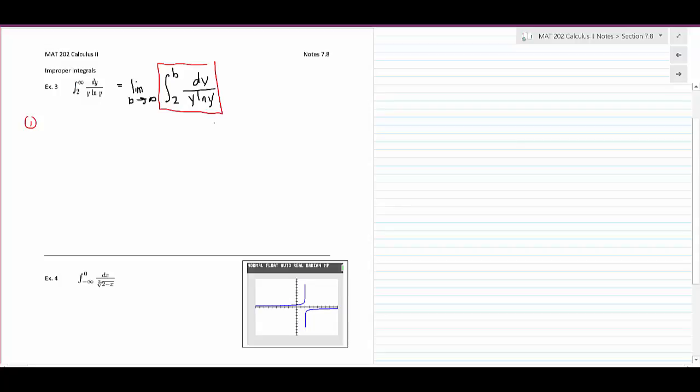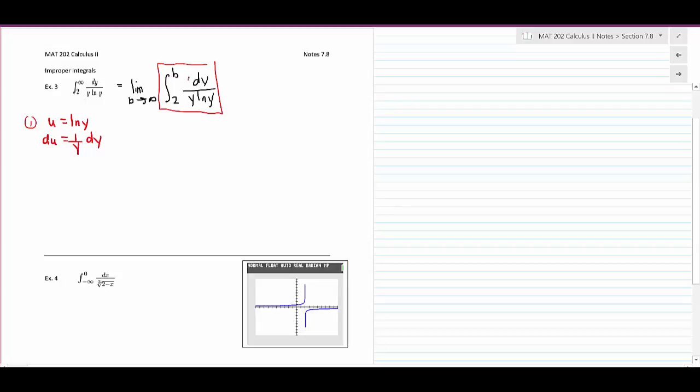You have the 1 over y there. So that's how you're going to do the u-substitution. Let's focus on that first of all. Let u be ln y. Then we know that du is 1 over y times dy.